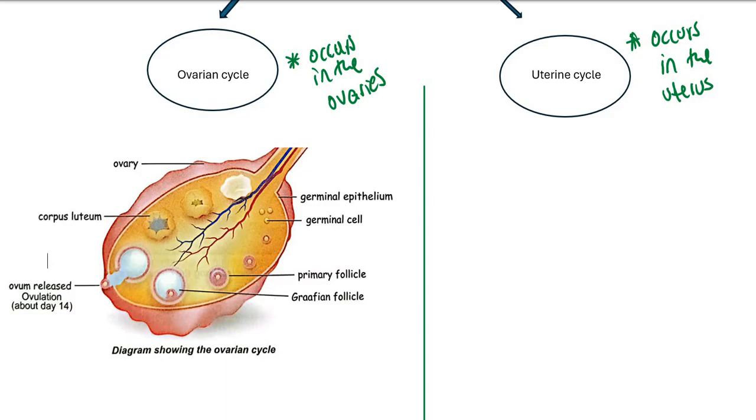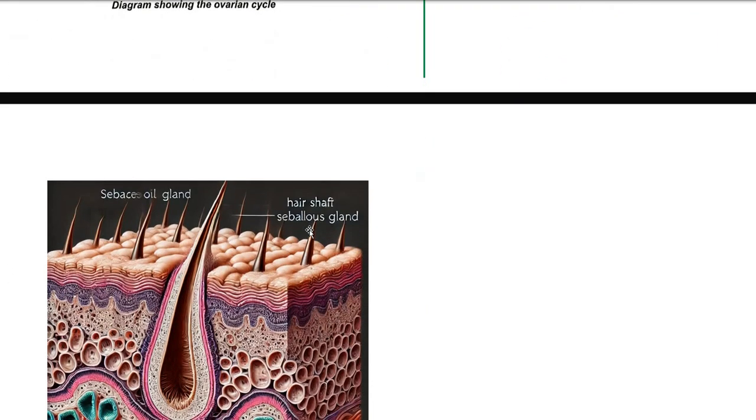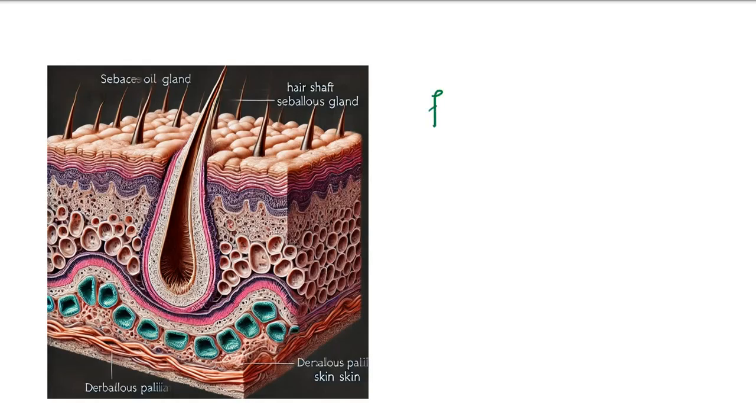But before we even talk about this, let's understand actually what is a follicle. Now a follicle is a sac or cavity that houses different parts of our bodies. What is important to understand is that a follicle is a sac or a cavity.